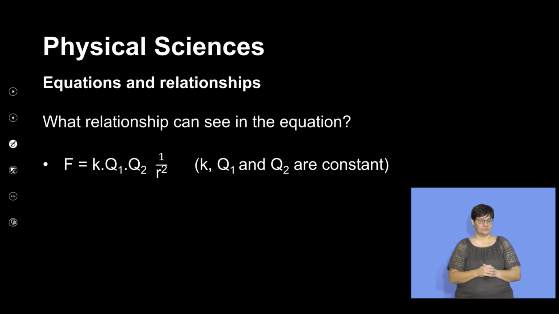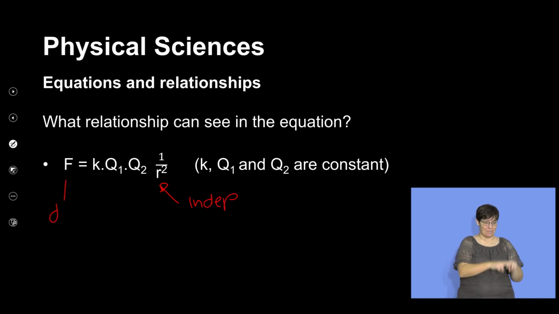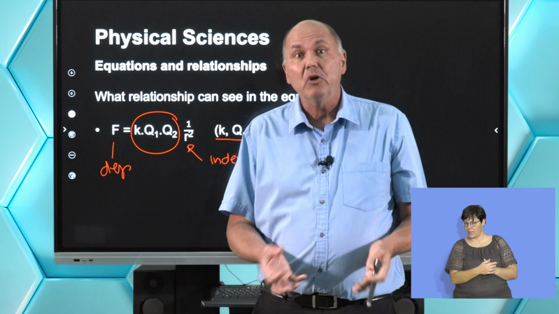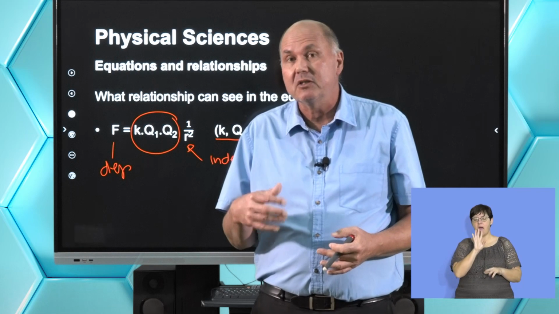Now, let's have a look and separate things out. If we were doing a relationship now and said, well, let r be the independent variable, so let r be the independent variable, this is the dependent variable, and let's make that the constant. So k, Q1, Q2 are constant. What sort of graph do you think we will look at now? What sort of relationship can we start to see?